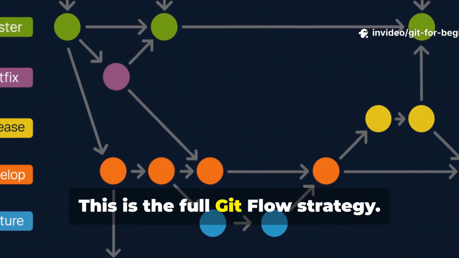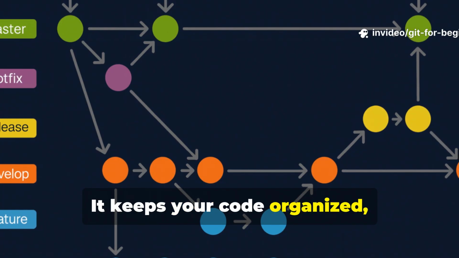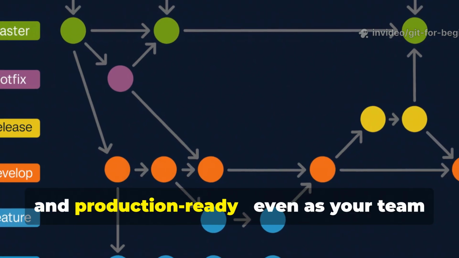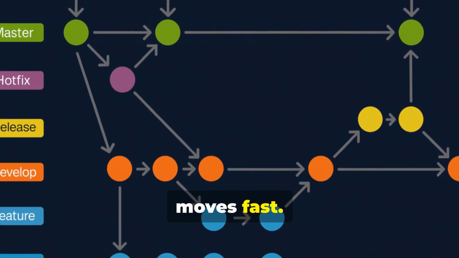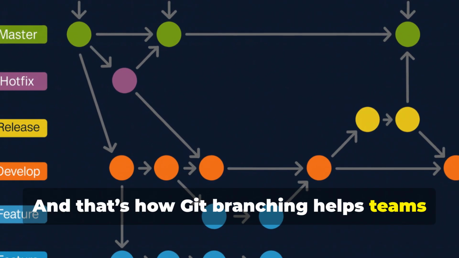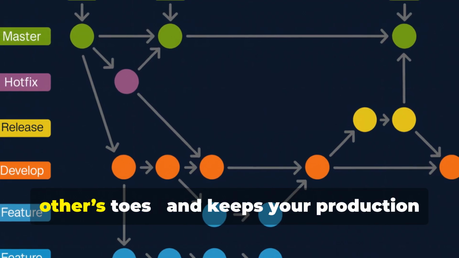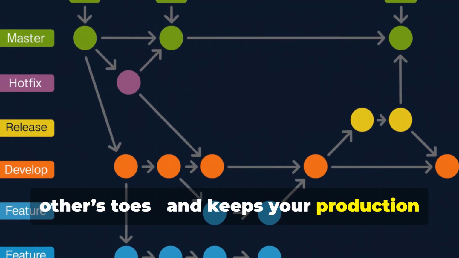This is the full Git Flow strategy. It keeps your code organized, stable, and production ready, even as your team moves fast. And that's how Git branching helps teams work together without stepping on each other's toes, and keeps your production code safe and stable.